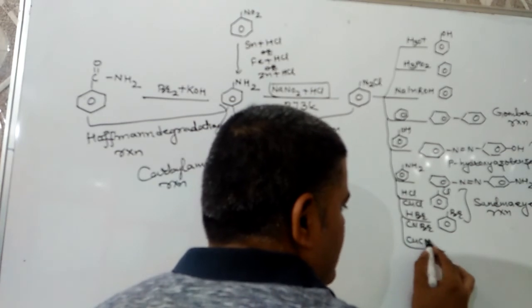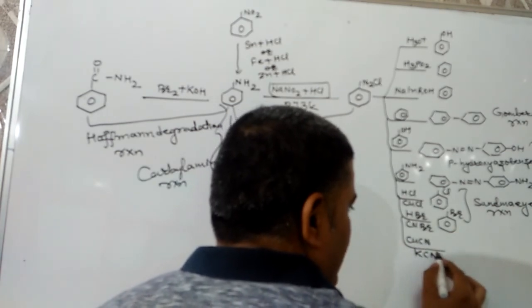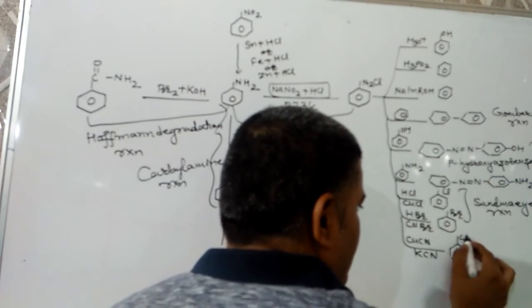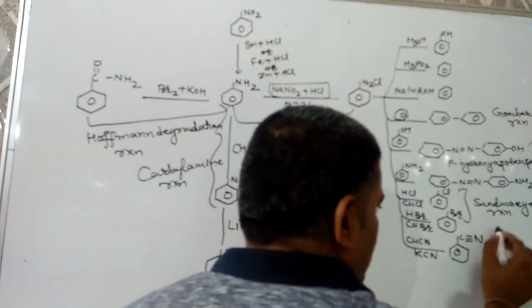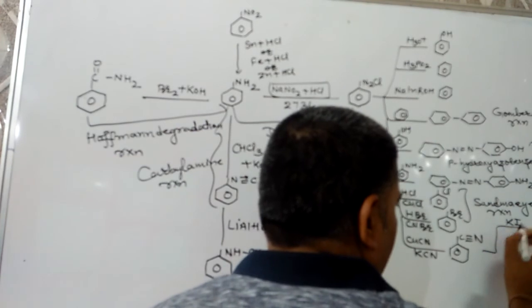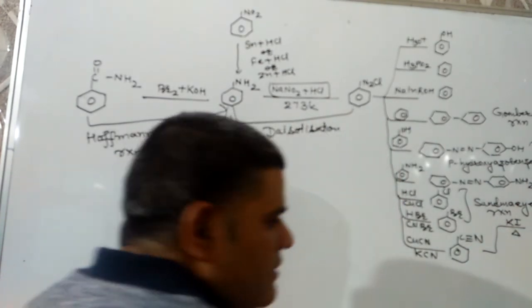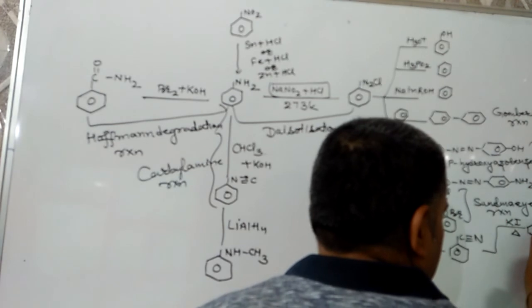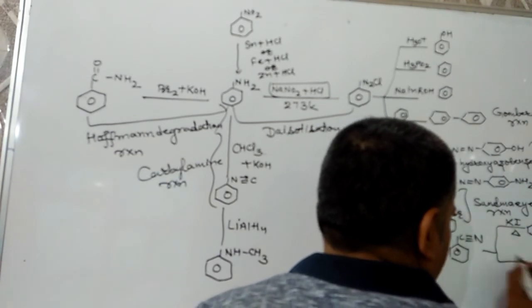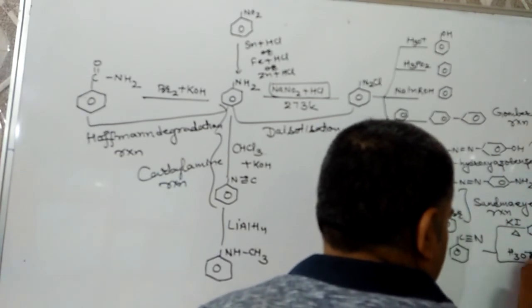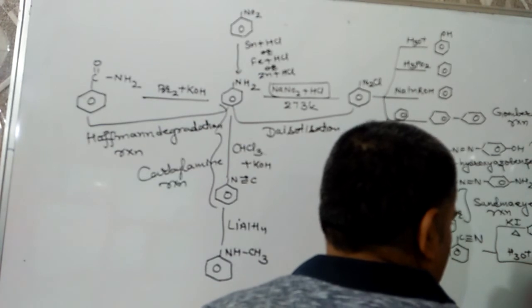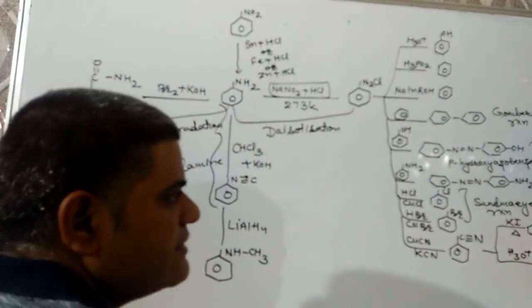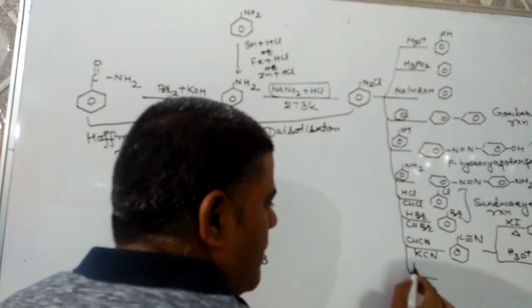Next, if CuCN is added in presence of KCN, then we will get phenyl cyanide, and that can be further changed into different products. If KI is added to it, then it will give iodobenzene, and if it is completely hydrolyzed, then we will get benzoic acid.